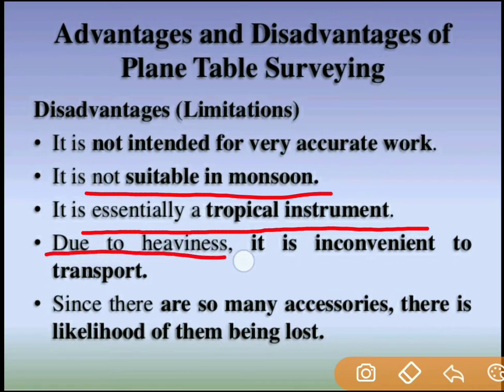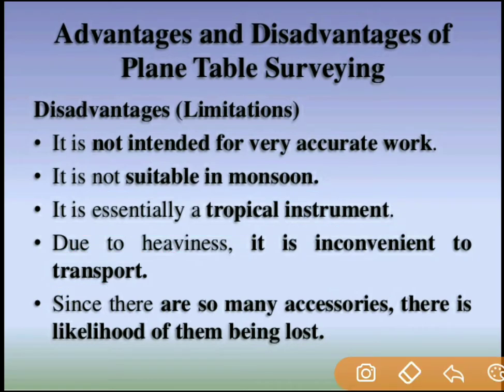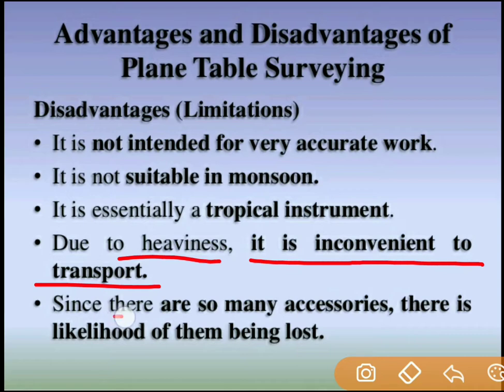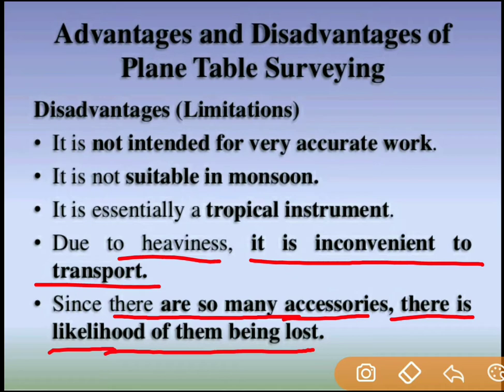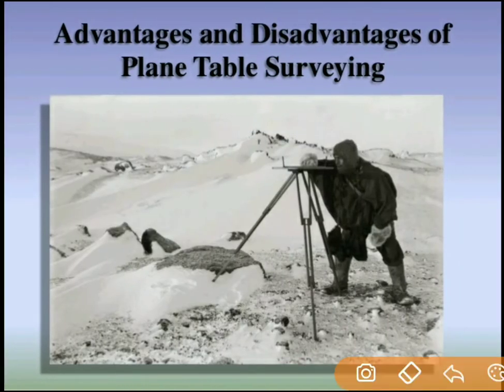Due to heaviness, it is inconvenient to transport, right? The plane table is very heavy. Why? Because we require all the other instruments and accessories, the plane table and tripod stand we have to bring, right? Due to heaviness, it is inconvenient to transport, since there are so many accessories, right? Already we discussed, there is a likelihood of them being lost, maybe in some cases, right? If we don't have a spirit level, for example, because we lost that accessory, we do not get good results, right? Look here, one person is there, right?